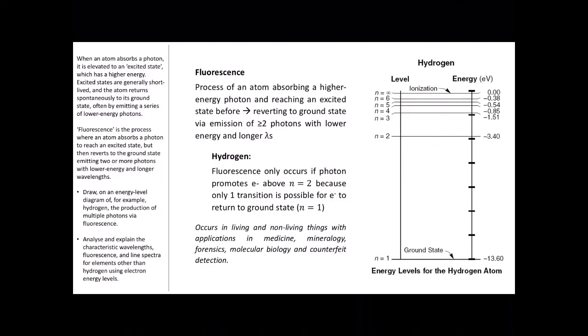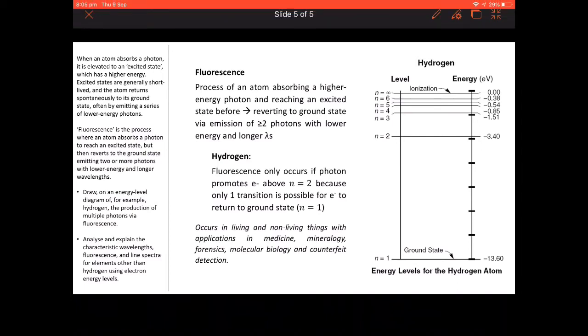So as I just touched on, fluorescence is the process of an atom absorbing a higher energy photon and reaching an excited state before reverting back to the ground state via the emission of, and it has to be two or more photons, and they'll both have lower energy and longer wavelengths than the original higher energy photon that was absorbed.